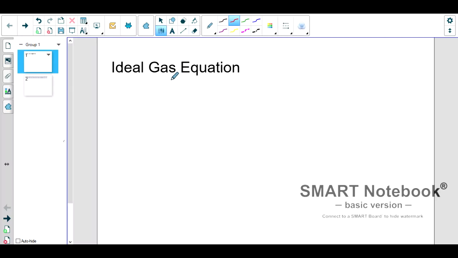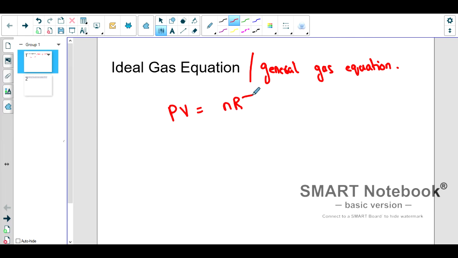In today's article we are going to talk about the ideal gas equation. In some books this is also referred to as the general gas equation. It's a very important equation in the study of gases. What is this equation? It's based on PV equals nRT.